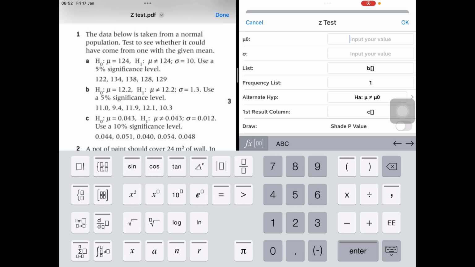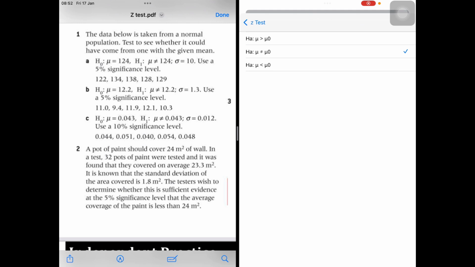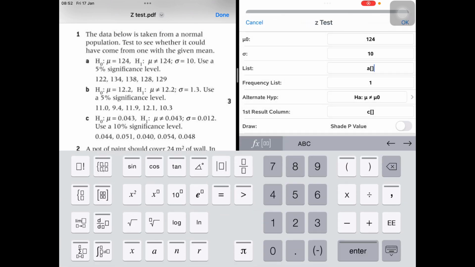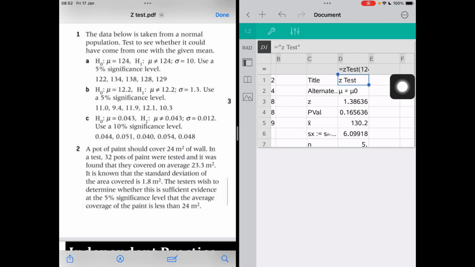So mu 0, the population mean, is 124 and sigma is 10. And the list, we have our list on A column. The alternative hypothesis has 3 options, but now option A is mu is not 124, which is a two-tail test. So we go for this one, and okay. So this is our result.